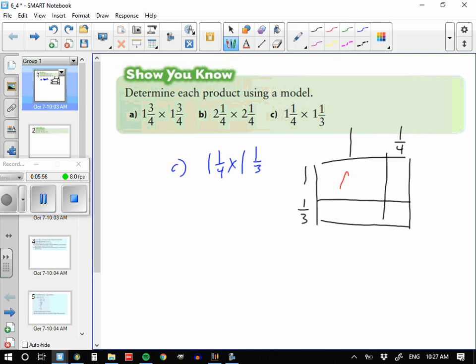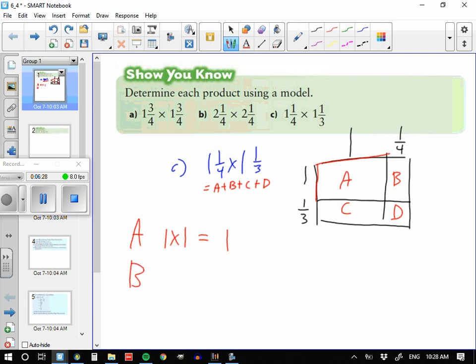So here we're going to have 4 parts again. We're going to have an A, a B, a C, and a D. And A plus B plus C plus D will be equal to 1 1/4 times 1 1/3. So I'm going to set this up as an A, and ask, what are the dimensions of A? Well, A is this part here, which is 1 by 1, which has an area of 1. So A is equal to 1.